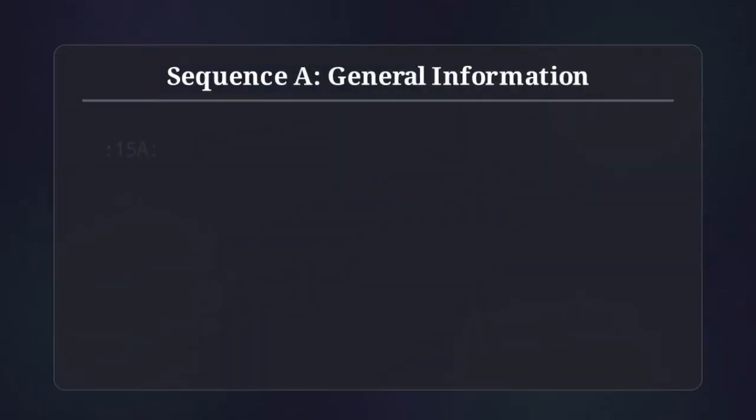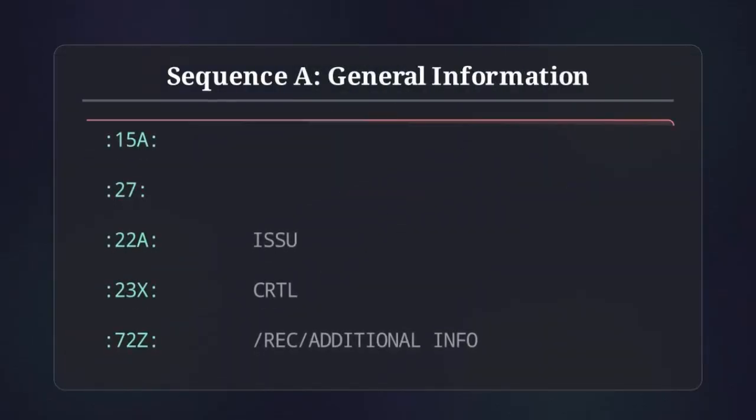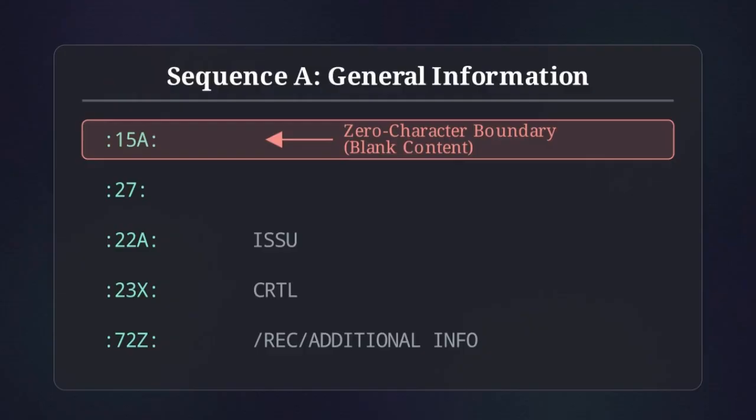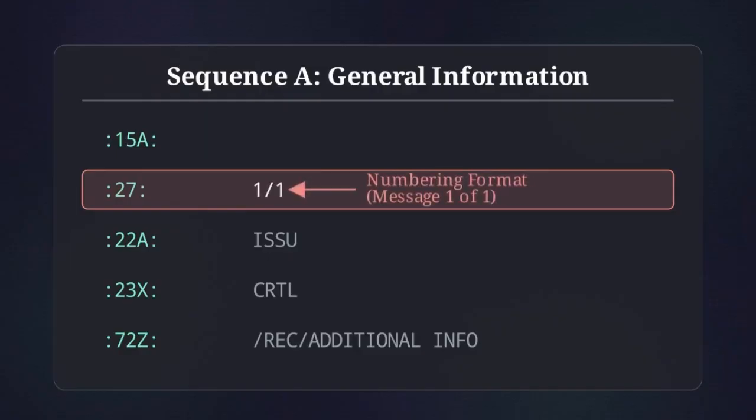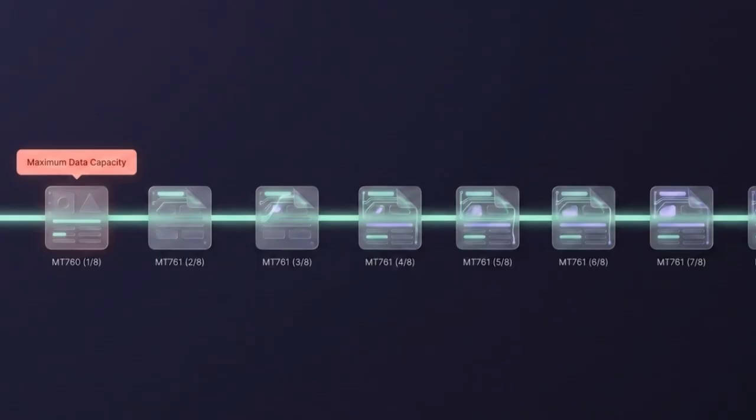control. Sequence A is the mandatory section for administrative details and routing. It begins with Field 15A, a zero-character boundary marker, where the tag is present but content is blank. Field 27, Sequence of Total, uses a numbering format to track the message's position within a series. Because the MT760 has a 10,000 character limit, longer texts require MT761 continuation messages, which Field 27 links together up to a maximum of 8 parts.